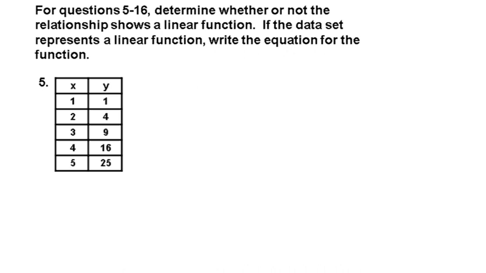For questions 5 through 16, determine whether or not the relationship shows a linear function. If the data set represents a linear function, write the equation for the function. And we can see on the left, we are all incrementally 1 unit apart, 1 number apart. On the right side, we have 4 minus 1. We're going up by 3 units. The next one is 9 minus 4, which is up 5 units. We have then 16 minus 9, which is plus 7 units. And then we have 25 minus 16, which is 9.